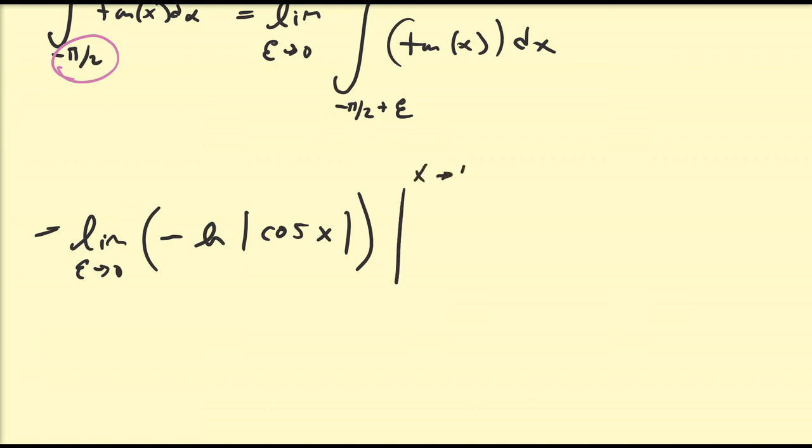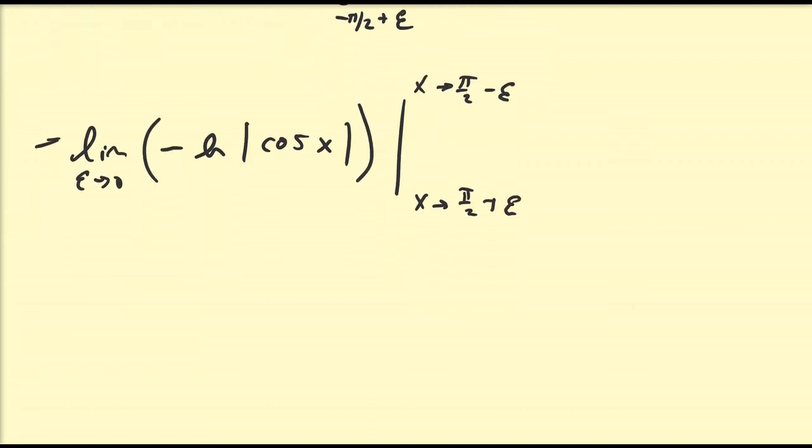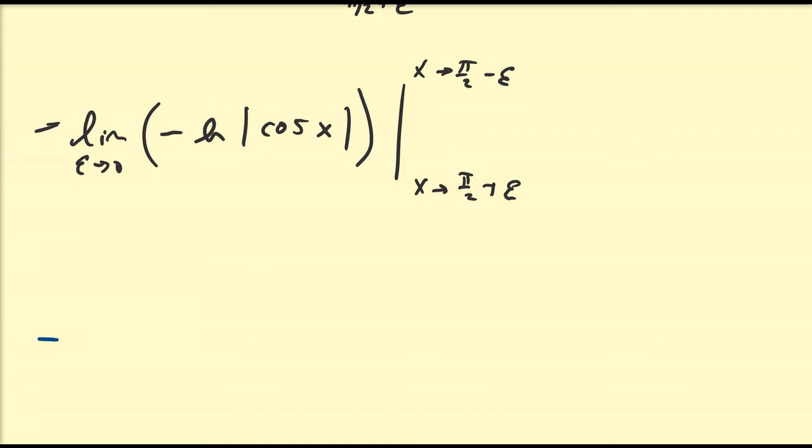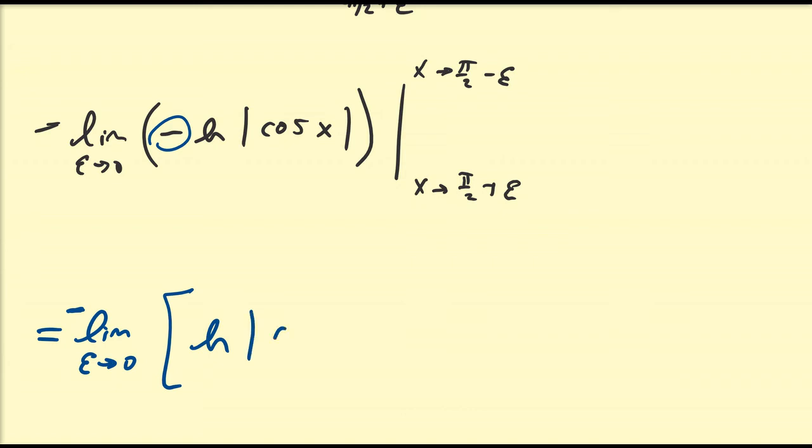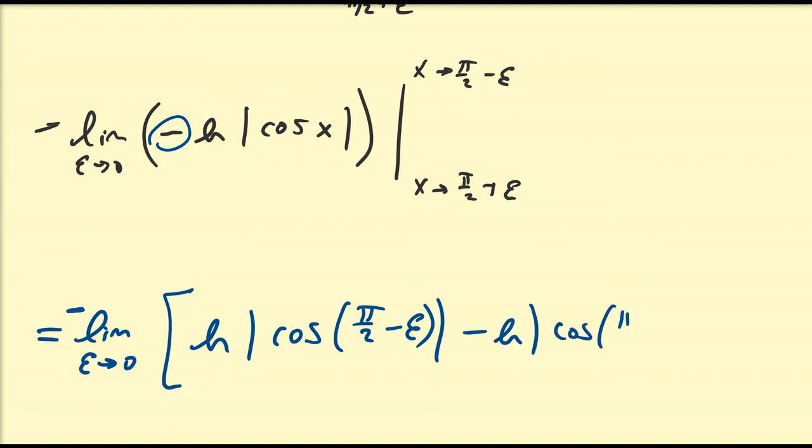So as x goes to pi over 2 minus epsilon, and as x goes to pi over 2 plus epsilon, I'm going to plug in and subtract. So it's going to be equal to the limit as epsilon goes to 0. And I'll put a negative sign outside just in case I forget it. It's going to be upper limit, so the natural log of the absolute value of cosine of pi over 2 minus epsilon, minus the natural log of the absolute value of cosine of pi over 2 plus epsilon.